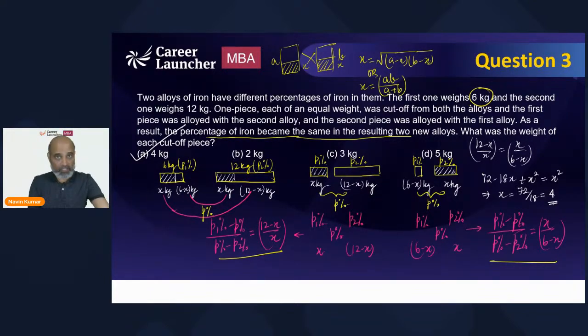So if I look at this question, we have 6 kg and 12 kg, right? That is the value of A and B. So I can simply say that x is going to be 6 into 12 upon 6 plus 12. That will result in 4.